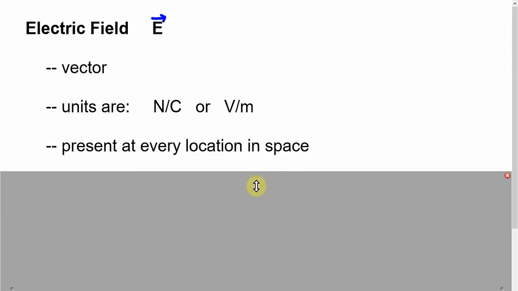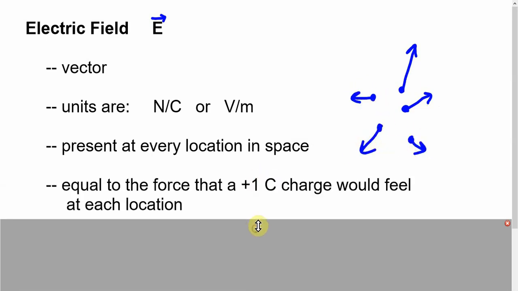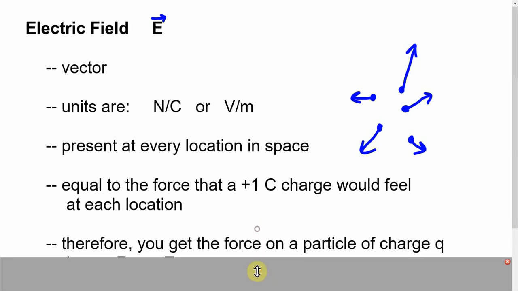As we say, it's present at every location in space. Everywhere in space, you can imagine there's an arrow pointing in a direction with a certain magnitude, and that's just everywhere. The idea is that we scale the magnitude so that it's how strong a force a positive 1 coulomb charge would feel if it were placed there. Now, more coulombs will feel more force, and fewer coulombs will feel less force. But a positive 1 coulomb charge, that's how much force it'll feel. That's the magnitude of the electric field.